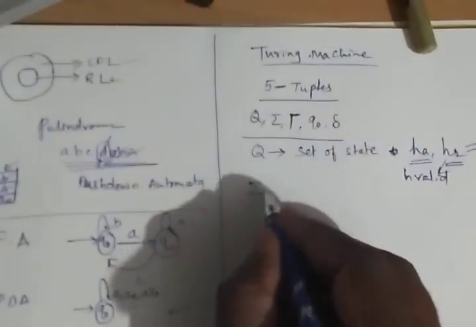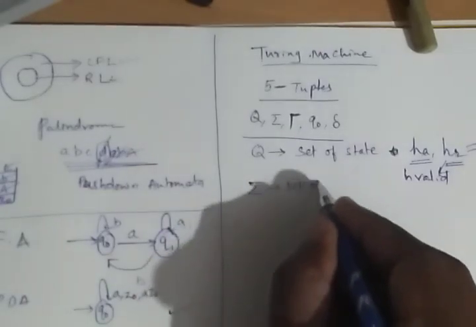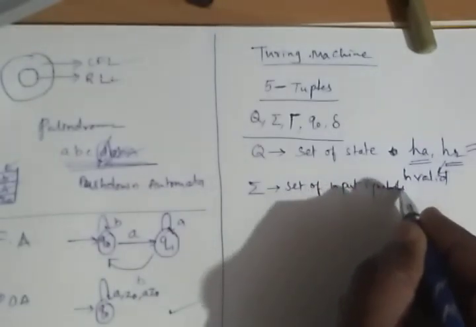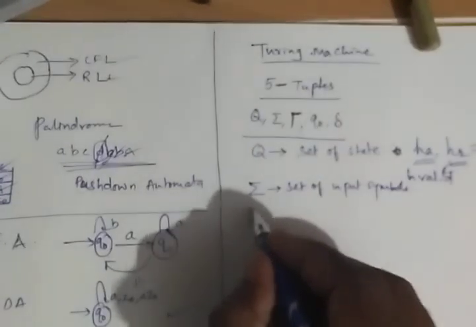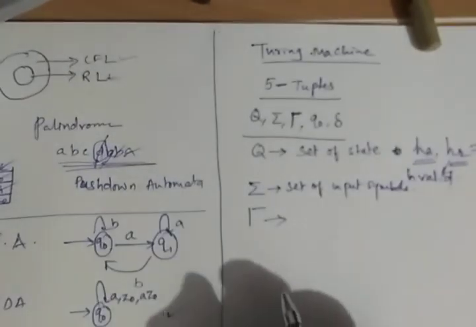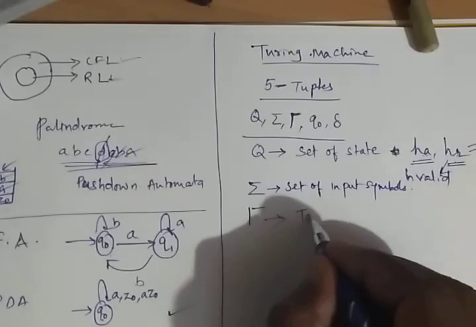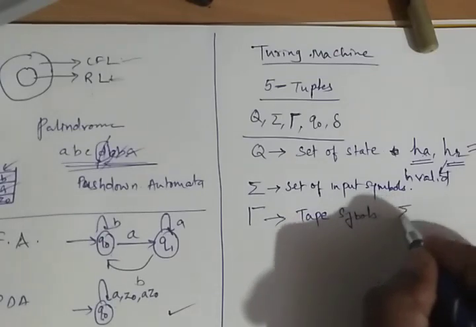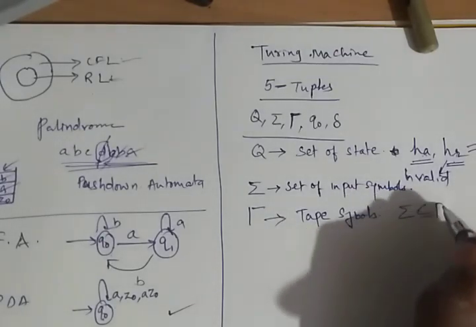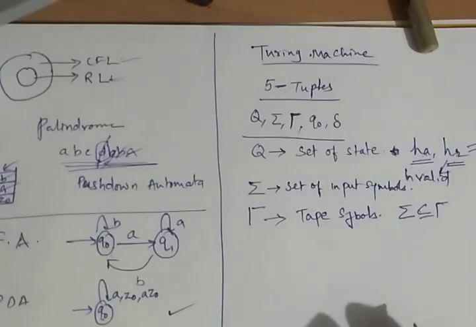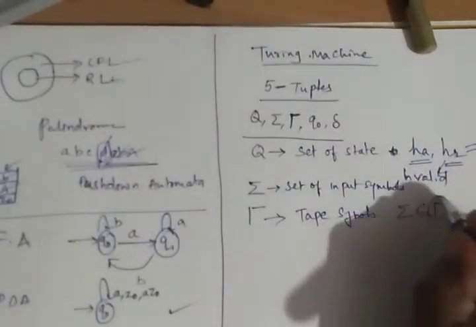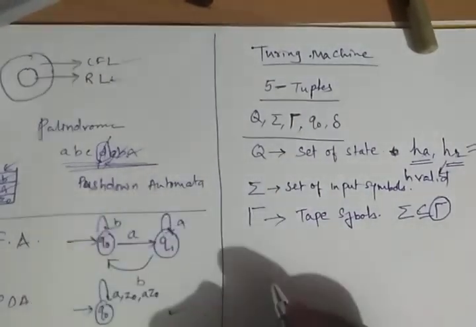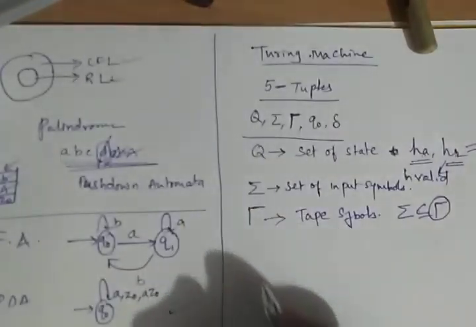We have summation. Now this summation is a set of input symbols to the Turing machine. Then lambda, or you can say gamma, is the set of tape symbols. Now these tape symbols, so you can say that all the input symbols are a subset of the tape symbols, and along with that there are some more symbols that can be inserted on the tape. I will discuss what this tape is later. This is for the gamma, or I am pronouncing it as lambda.